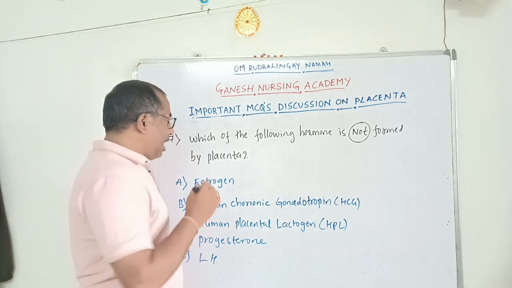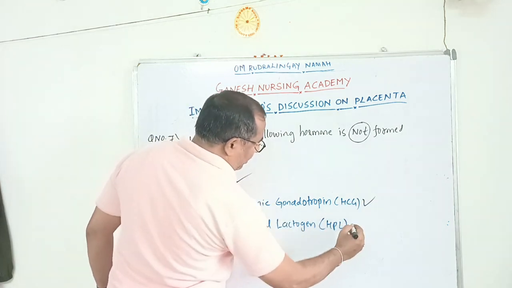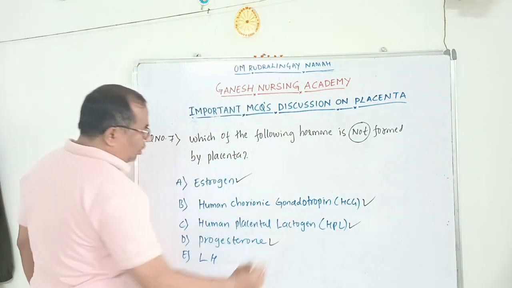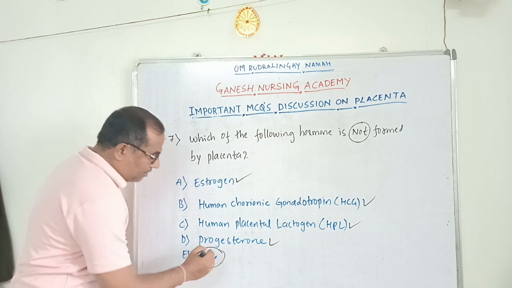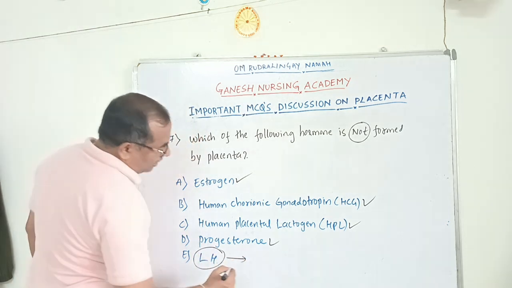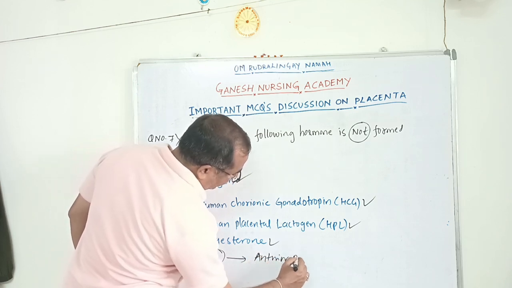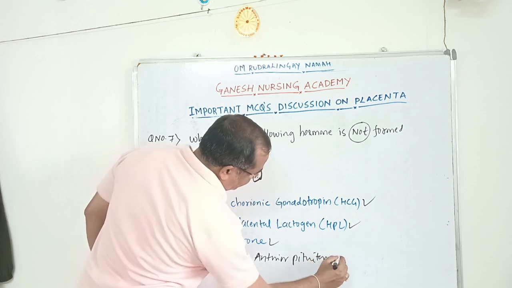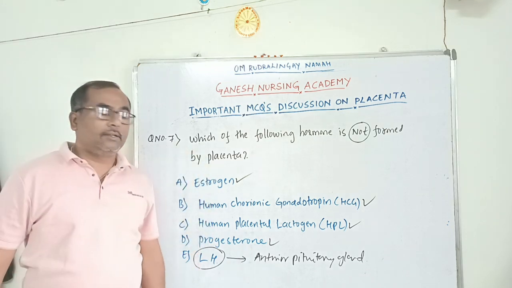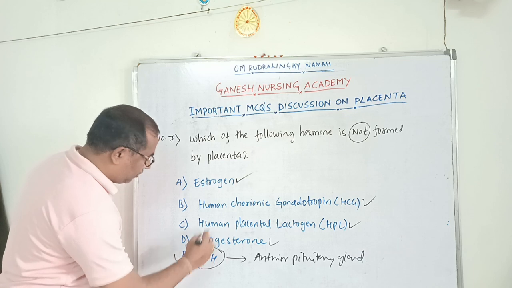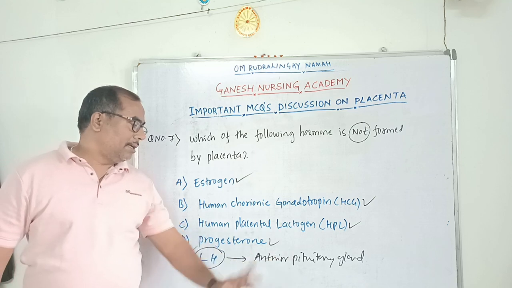The hormones produced by the placenta are estrogen, human chorionic gonadotropin, human placental lactogen, and progesterone. All these are produced by the placenta. But LH, luteinizing hormone, is not produced by the placenta; it is produced by the anterior pituitary gland. So the answer for this one is option E, luteinizing hormone.